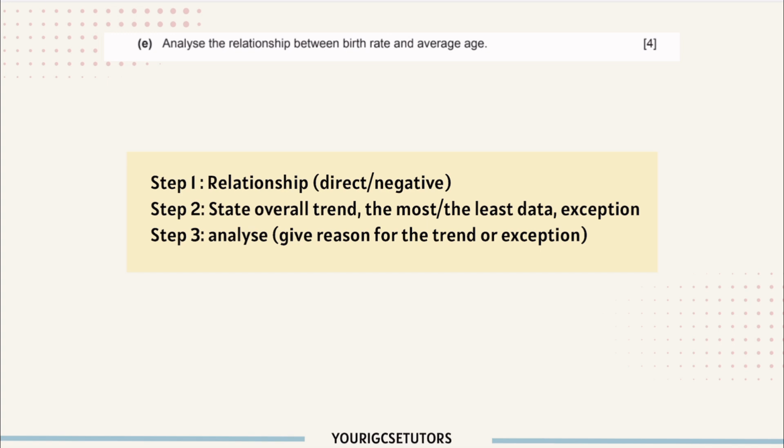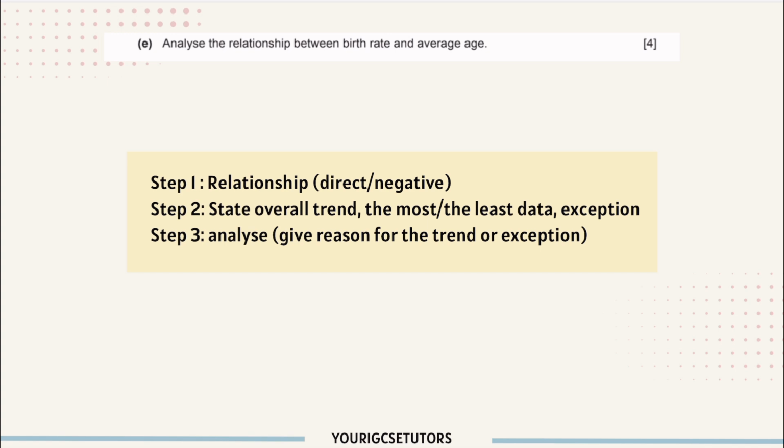So direct just means that when one factor increases, another factor will also increase, or vice versa. But negative just means that when one factor increases, another will reduce. So you need to first identify the trend. Step 2, you state the overall trend and list the most or the least data. So for example, there are graphs that will have something least. Maybe you need to mention the point here, and also the exception if there are any.